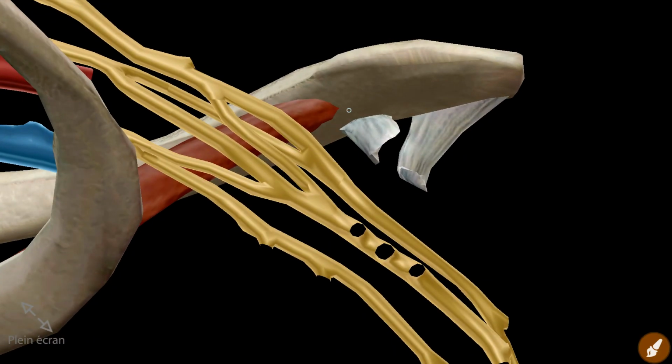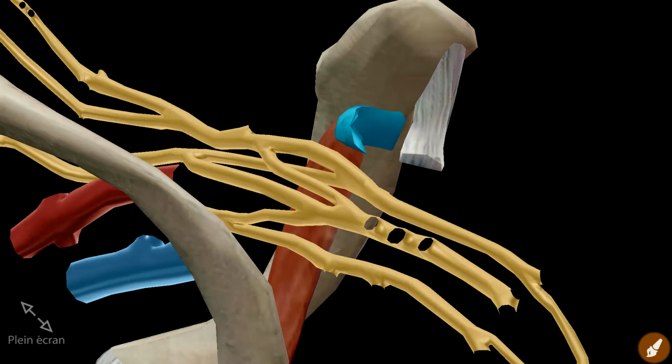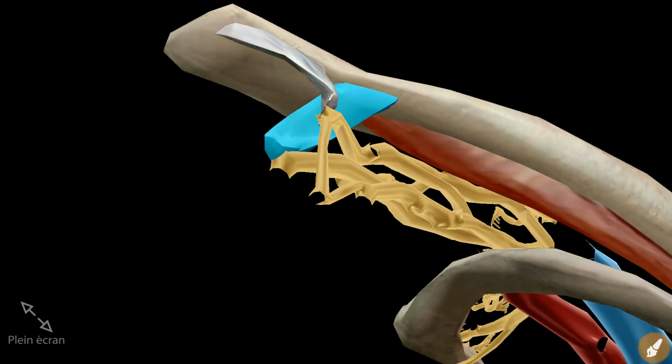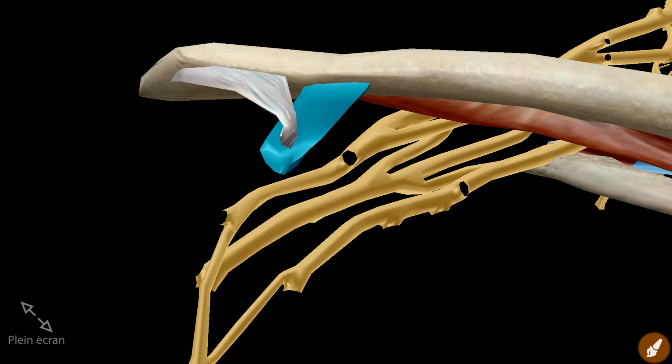Here we see the conoid tubercle is found on the lateral end of the clavicle and is located posteriorly. It is the attachment point of the conoid ligament. However, the trapezoid line leads laterally from the conoid tubercle and it is an attachment for the trapezoid ligament.